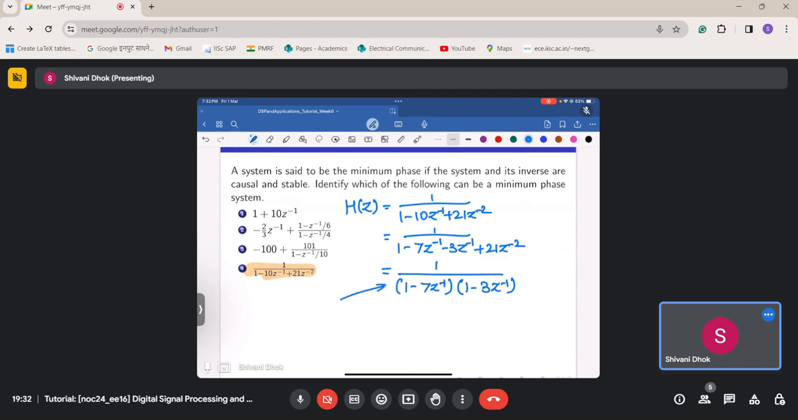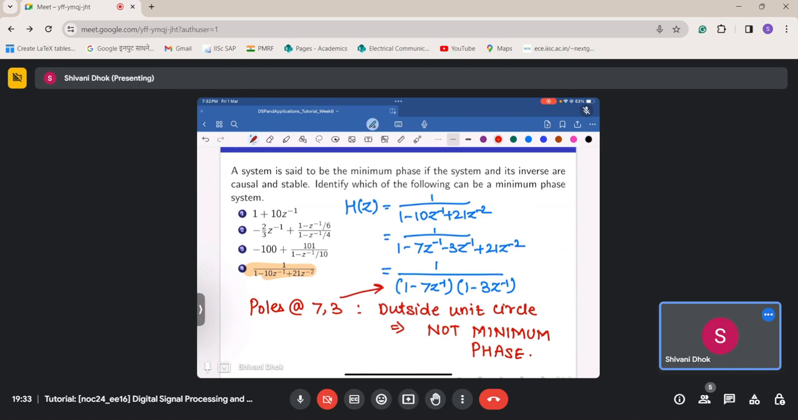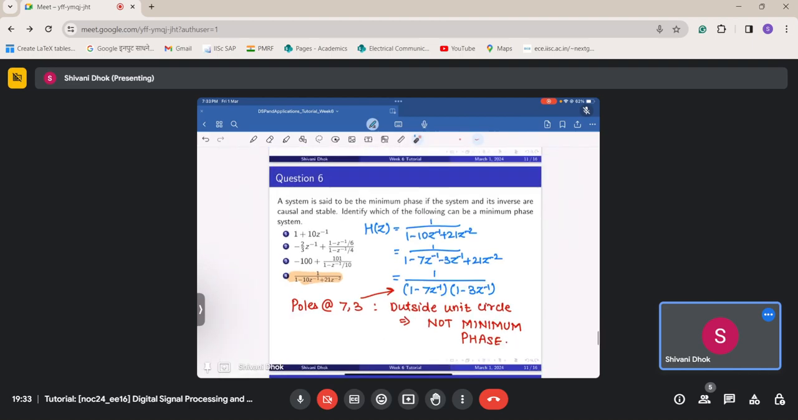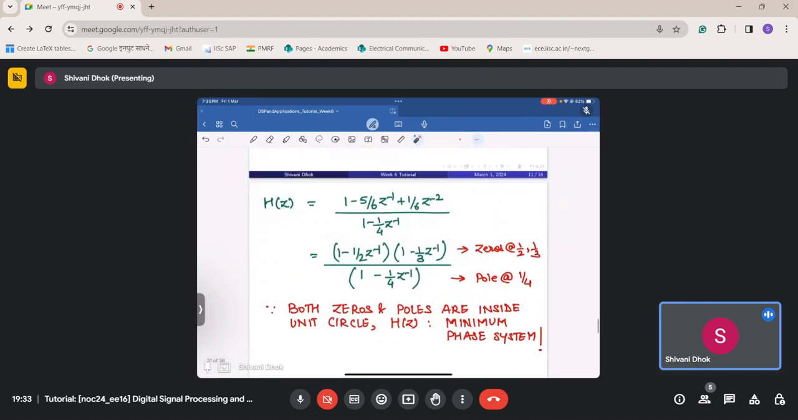So here I have poles at 7 and 3. Both are outside unit circle, which means that this is also not minimum phase. So what we saw is only this particular option, which is the second one, was minimum phase or can be a minimum phase. Rest all are not minimum phase.